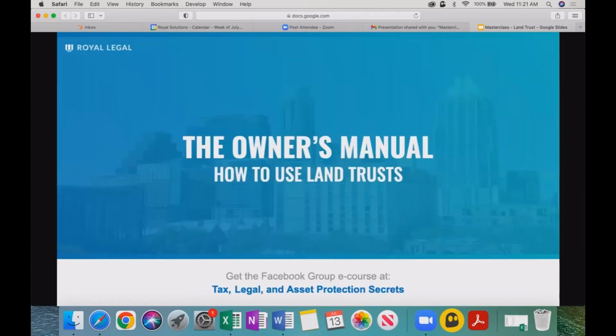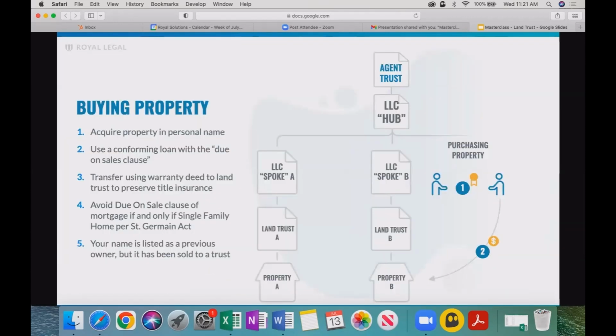The owner's manual, how to use land trusts. This is just going to give you a breakdown of what it looks like when you buy, refinance, and sell. Buying a property, generally speaking, people can buy directly in the land trust, and some people who prefer to not have their name of record at all, or very little, will do that. It's a more expensive process just because it would require an attorney to sign your closing documents, which comes at a cost.